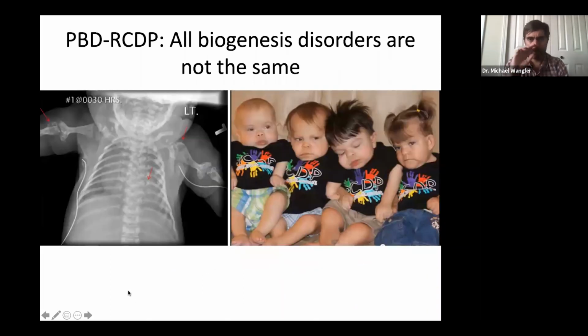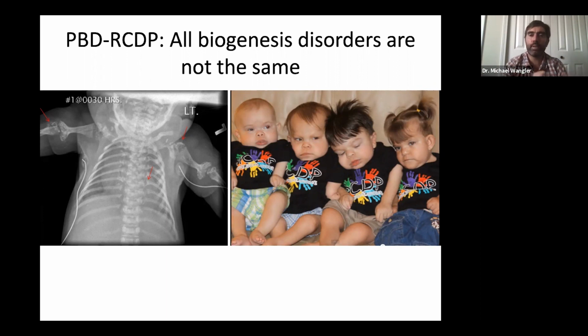We're going to spend a lot more time on Zellweger spectrum disorders, but I want to cover RCDP. So, peroxisomal biogenesis disorders, rhizomelic chondrodysplasia punctata, RCDP. And this emphasizes that not all biogenesis disorders are the same. I showed you a series of 3 patients on the Zellweger spectrum disorders. What we had there were different classes of brain issues, liver problems, and some kidney issues.